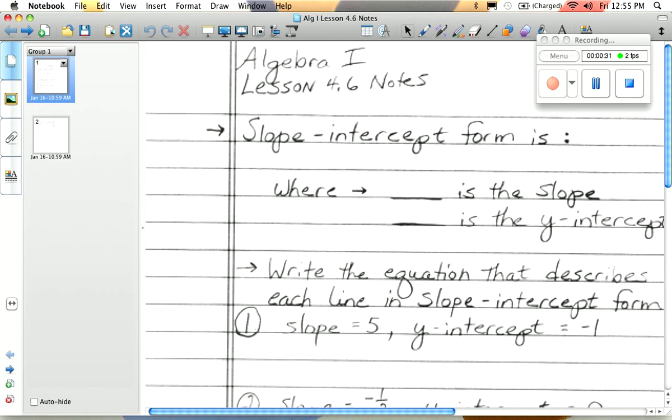Now let's talk about, first of all, what other forms do you already know for a linear function? What are the kinds we've already dealt with? Does this one sound familiar? AX plus BY equals C. What form is that?